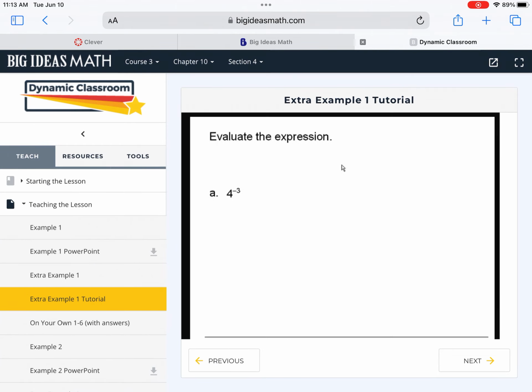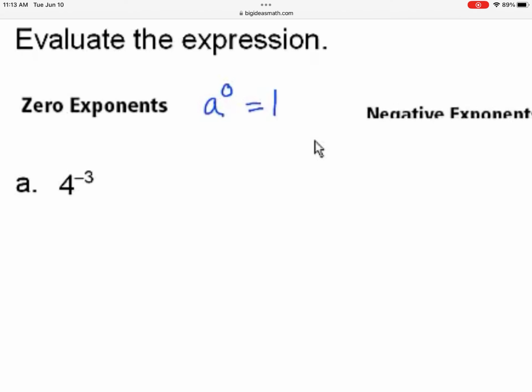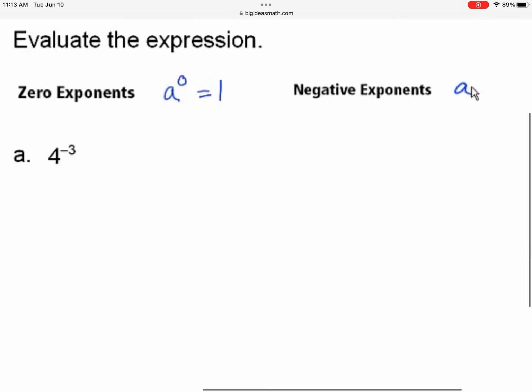Evaluate the expression. First, let's review zero exponents and negative exponents. For zero exponents, any non-zero number, a, raised to the zero power, is equal to 1. And for negative exponents, when you have a number a not equal to 0, raised to the negative n, where n is an integer, this is equal to 1 divided by a to the n.